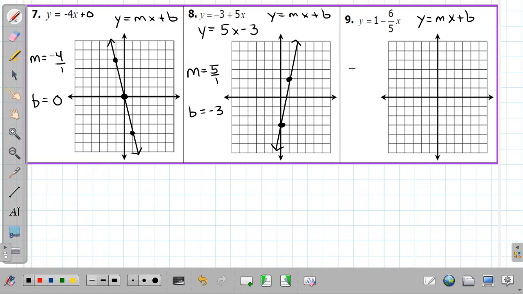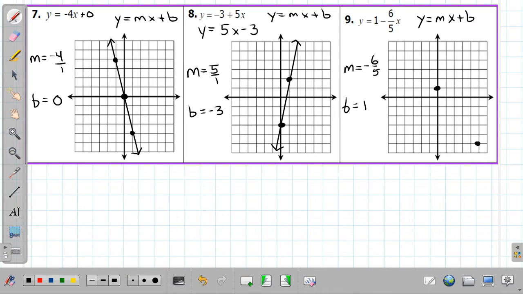Well, things are kind of flipped around here, but we can still see that my slope is going to be negative 6/5. My y-intercept here would be a positive 1. So that means I'm going to start here at positive 1 on the y, go up or down 6, and then left or right 5. So I'm going to go up 6, 1, 2, 3, 4, 5. Well, I actually can't do that. So I'm kind of forced. I got to go down 6. 1, 2, 3, 4, 5, 6. And in this case, that means I need to go to the right 5. 1, 2, 3, 4, 5.